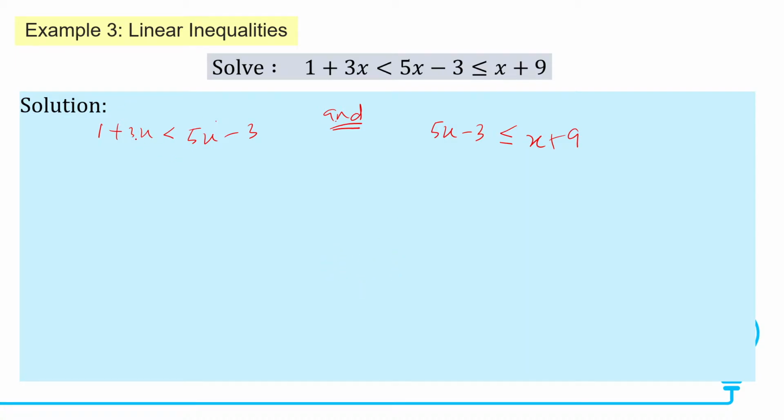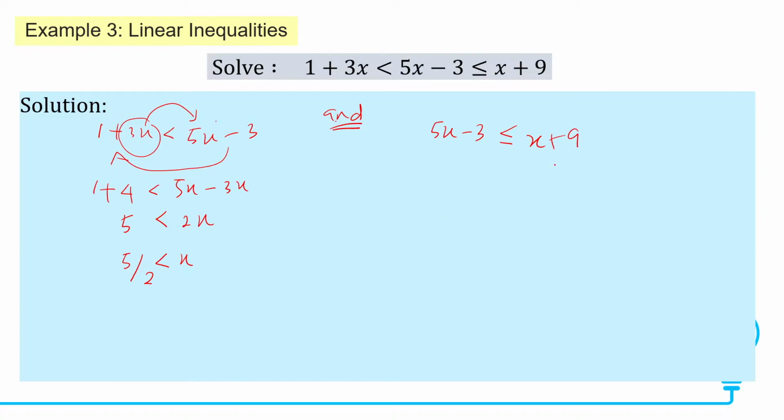Okay, so now, since I already have this one, what I do is I shift my 3x to here, and this one to the other side. So I have 1 plus 4 less than 5x minus 3x. So this one is 2x. The left hand side is 5. So my x is greater than 5 over 2.